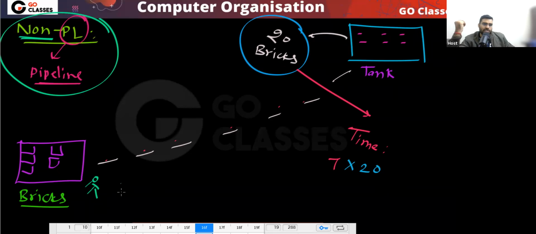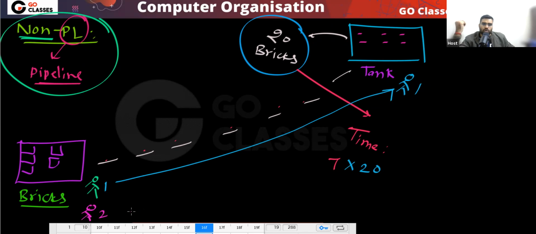The first person will go here, and when that is done, the next person will go, and after that the next person will go. Once this is over, this person will start, then this person, then this person. So can I say this much amount of time it will take, 7 into 20? Yes. 7, then 7, then 7, and so on, 7 into 20.